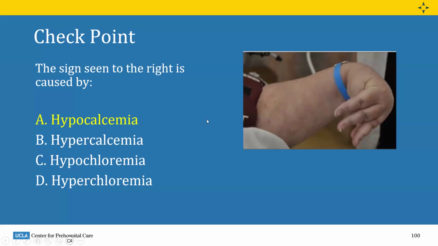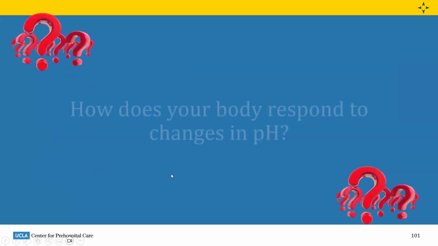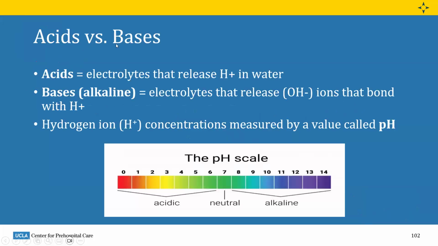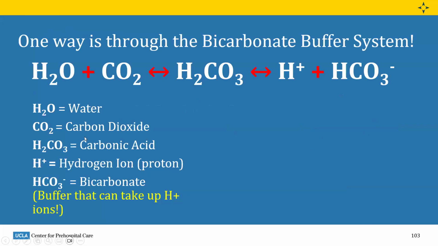Hypocalcemia. Okay. So that's something to be aware of, right? Now let's talk about pH. So how does our body respond to changes in our pH? We introduced acid and base, and we talked about acids being electrolytes that release hydrogen ions, and bases release hydroxide ions, and that's going to determine our pH scale.